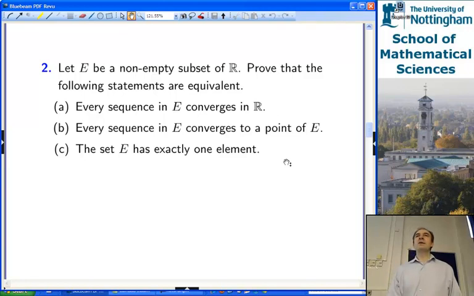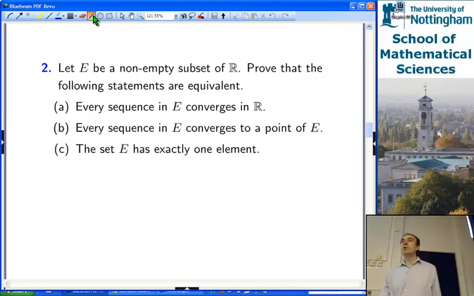So here's your task: try and decide which ones easily imply the other ones so that you can get all three of these equivalent. You should easily see that C implies the other two very easily. So if you've got exactly one element in the set, there aren't very many sequences available. So it's very easy to show that they all converge in R, and it's very easy to show they all converge to a point of E. B implies A is very easy as well. So some of these things come for free. C implies the other two easily. B implies A is easy.